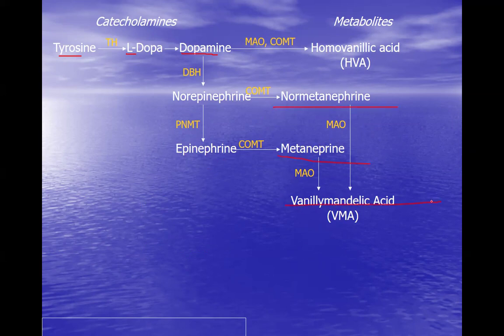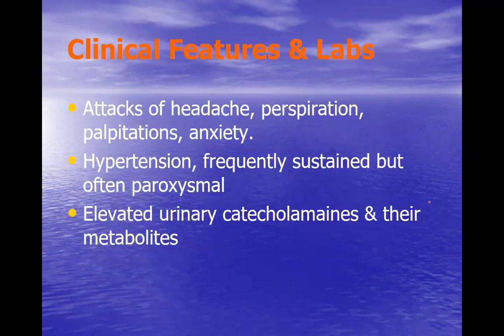and vanillylmandelic acid. Now, what are the clinical features of pheochromocytoma? The pheochromocytoma, as I've already told you, is a tumor of the adrenal medulla. It causes attacks of headache, perspiration, palpitation, and anxiety. It causes hypertension, and there is paroxysmal rise in blood pressure. It leads to elevated urine catecholamines and their metabolites, which we talked about: homovanillic acid, vanillylmandelic acid, metanephrine, and normetanephrine.